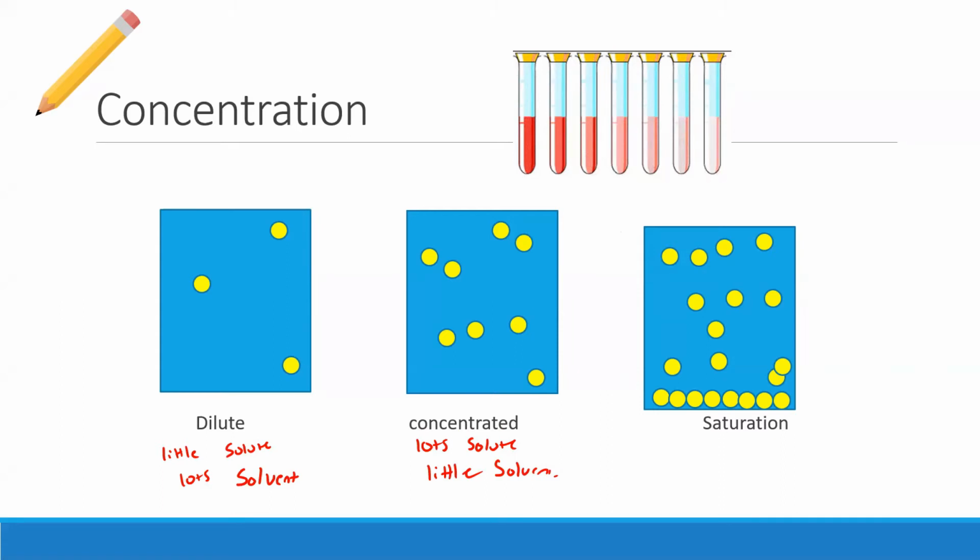And the last one is saturated. So the last one is too much solute and a little of solvent. So the pictures and the labels as well.